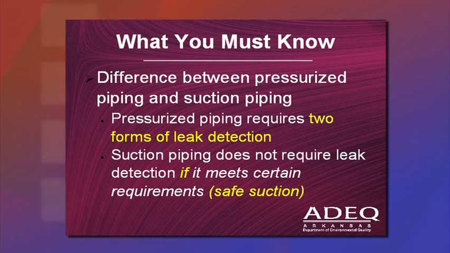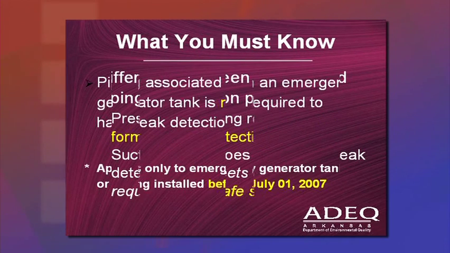So the difference between pressurized piping and suction piping is that pressurized piping requires two forms of leak detection. Suction piping does not require leak detection if it meets the safe suction requirement. If it doesn't meet the safe suction requirement, it only requires one form of leak detection.